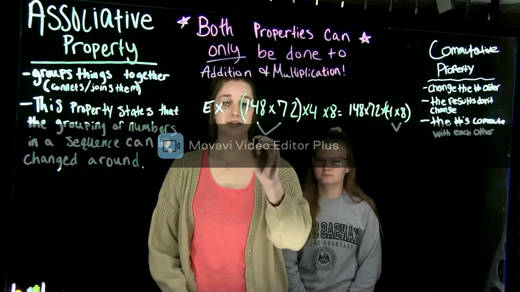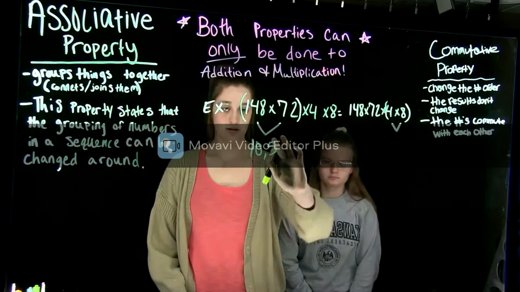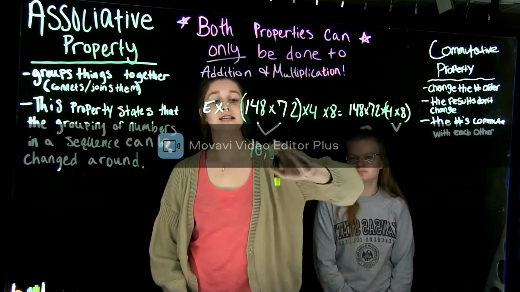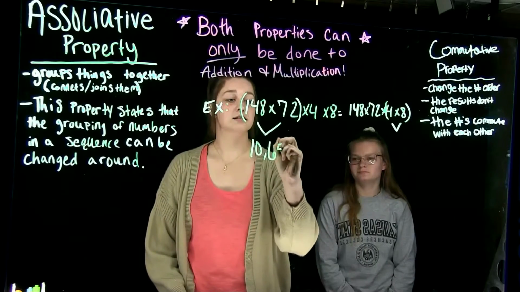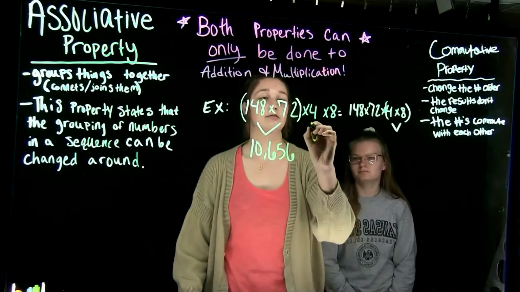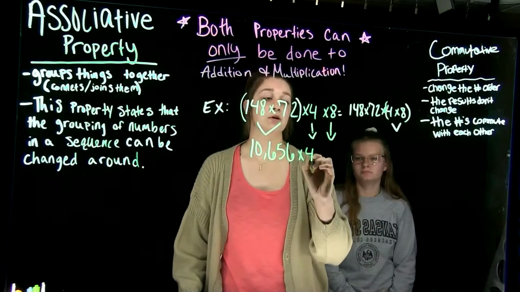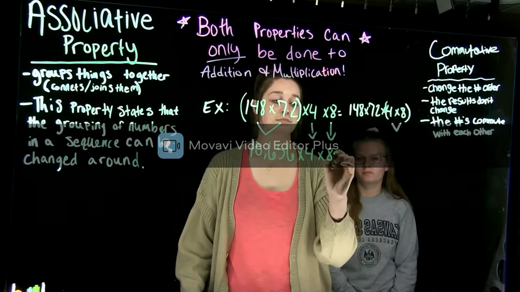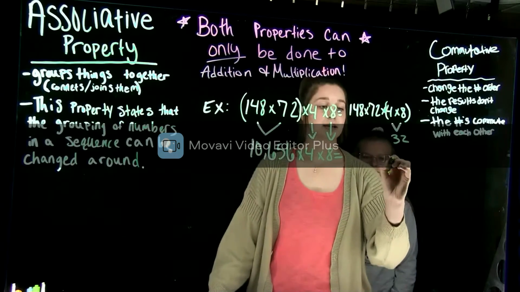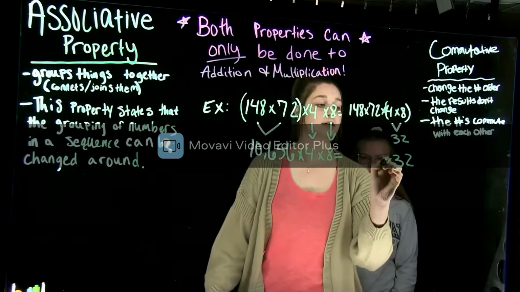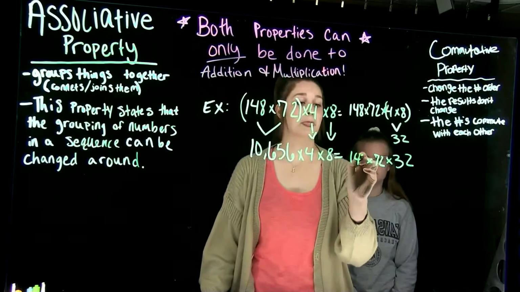So you'll jump back over here and you'll get 10,500, or sorry, not 500, 656. So it'll look like that. And then you'll bring down your 4 and bring down your 8. So you'll have times 4 and times 8 left, which will equal this, which is 32. So you bring that down here. So 32 times 72 times 148.